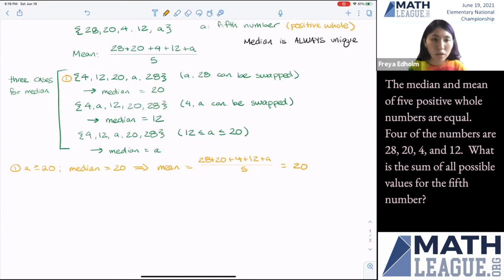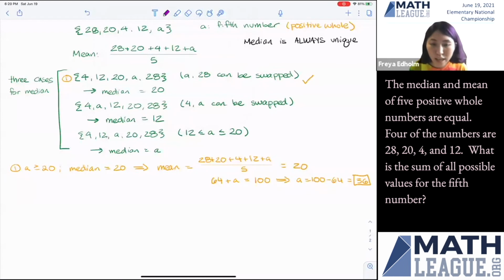All right, so let's just work through the first case, and then we'll work through the second and third cases. Now, again, that doesn't necessarily mean we're going to find values that work, but we just need to try them all. So let's solve for A. 28 plus 20 plus 4 plus 12 is equal to 64. So when we multiply both sides by 5, 64 plus A is going to be equal to 100. So A is equal to 100 minus 64, which is 36. And we see that 36 is greater than or equal to 20. So 36 is one possible value. I'm just going to box that, and we see that case 1 does work.